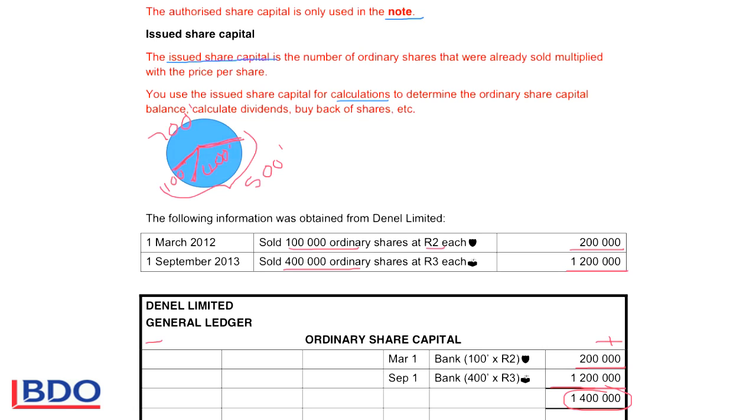Now, if you think of a sole trader and a partnership, you also had a capital account. In a company, we don't only call it capital, because a company can have different types of share that provide the capital of the business. So they have ordinary shares, preference shares, cumulative preference shares, redeemable preference shares. And because they sell different types of shares, to obtain the capital of the business, they have to indicate which type of shares provided this 1.4 million.